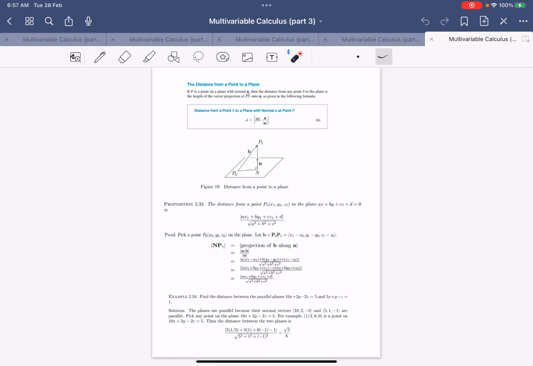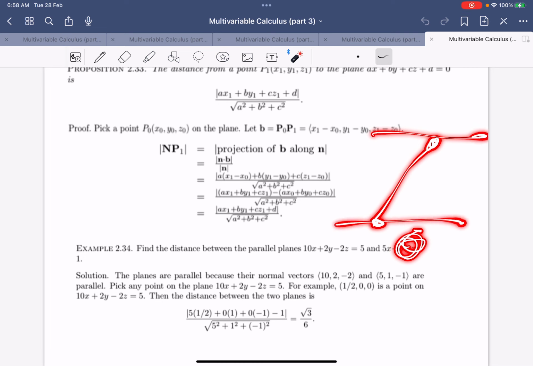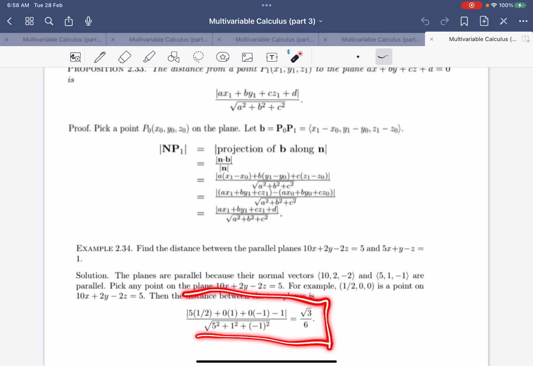And so we'll practice an example to really understand it. You want to find the distance between two parallel planes. They're parallel because their normals are parallel. So you pick any point on this plane and any point on this plane, and then you just need to find the distance. You take the vector from this point to the other point, so there's two planes here, and then you just dot it with the normal vector. Once you do that, you get this result, and you simplify it, you get square root 3 over 6.